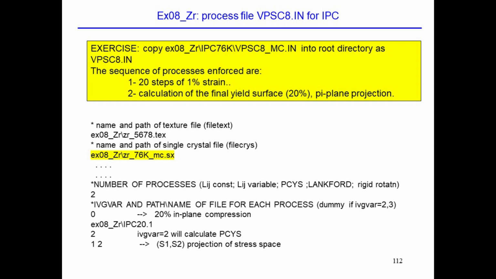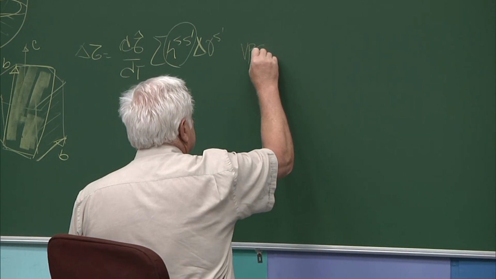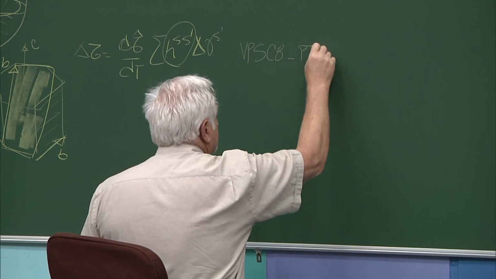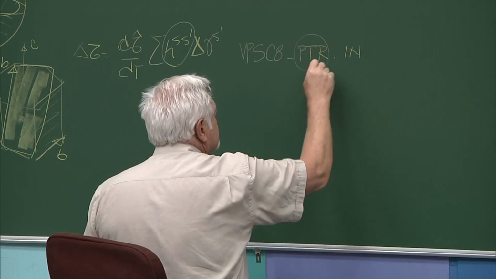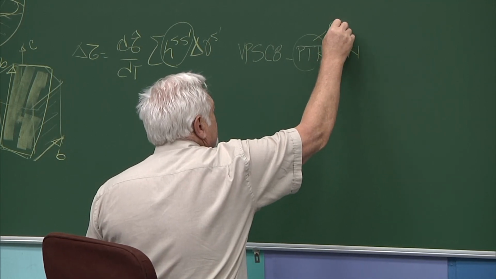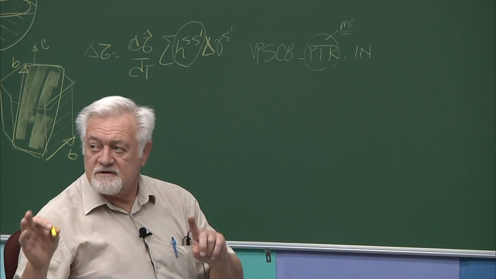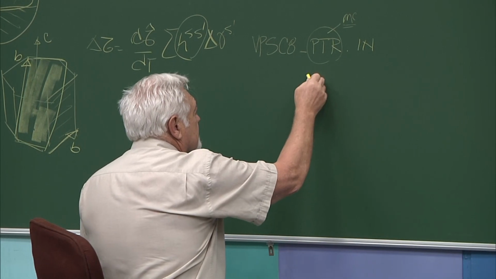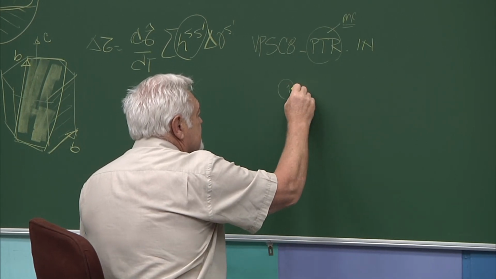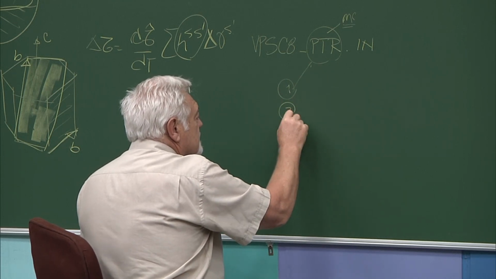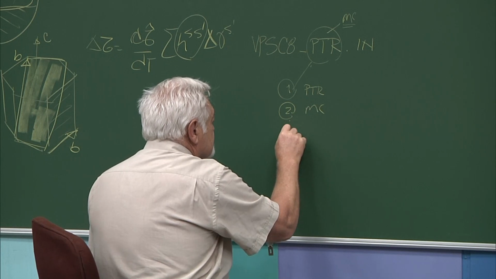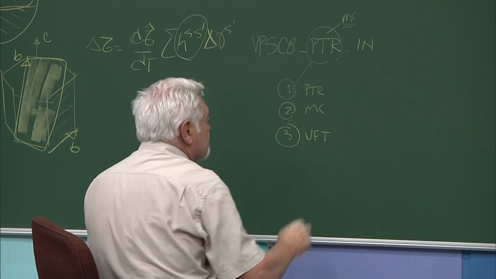Yeah, I know what you mean, because this morning I noticed that that directory is not there, but what you have is VPSC8 PTR.in. Actually, this is misnamed. It should be MC. And the only difference between those two files is two numbers. The PTR is assigned an identification 1 for the twin system, and the MC is assigned an identification 2, and the volume fraction transfer is assigned an identification 3.